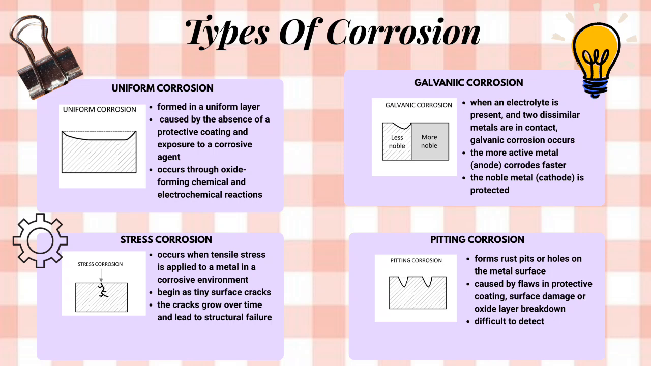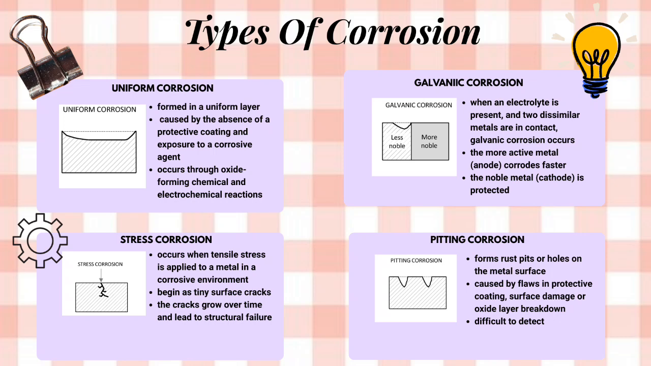And this type of corrosion actually occurs through oxide-forming chemical and also electrochemical reactions. We usually see this type of corrosion in lead, iron, steel, zinc and aluminum. So next is galvanic corrosion. Galvanic corrosion occurs when an electrolyte is present and two dissimilar metals come into physical or electrical contact.